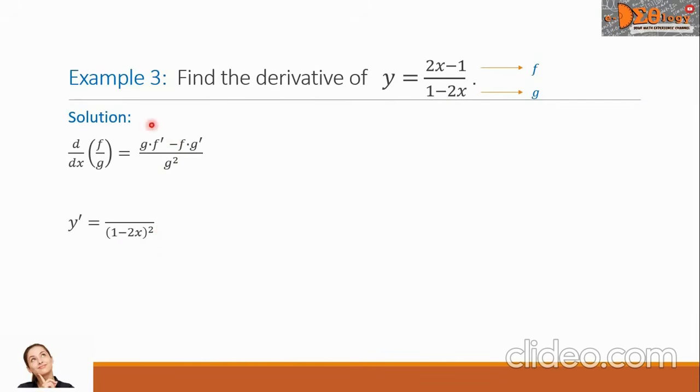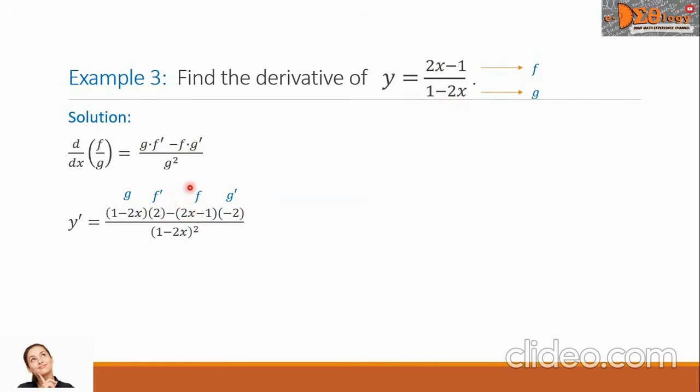Then, let us write the first product, g times f prime. So we write here 1 minus 2x, that is the g, times f prime, the derivative of 2x minus 1, that is 2, minus the second product, f times g prime. So we write 2x minus 1, that is the f, times g prime, the derivative of 1 minus 2x. So we write here negative 2.